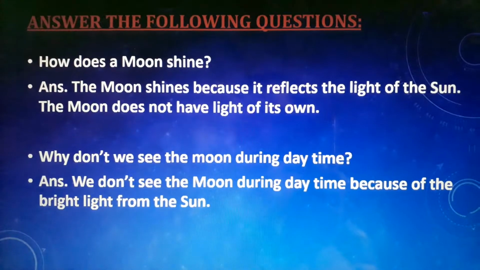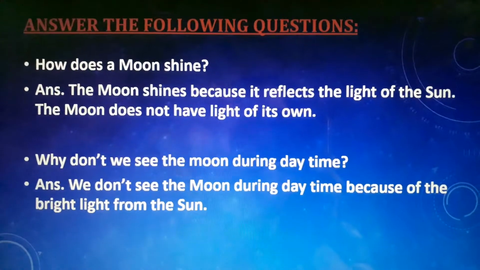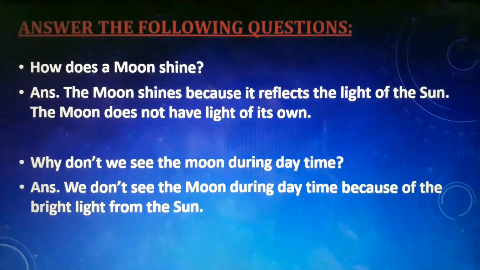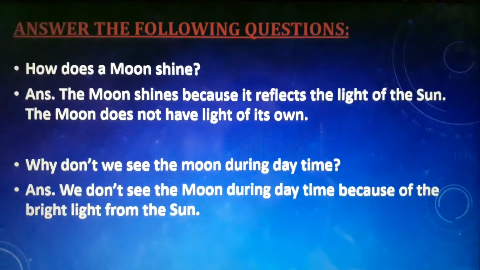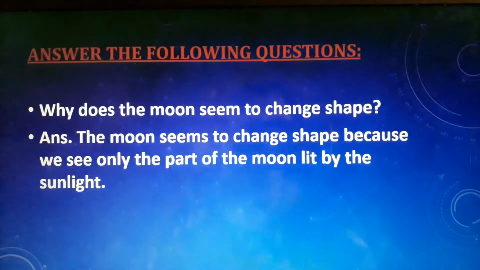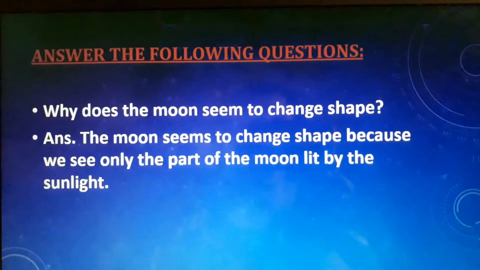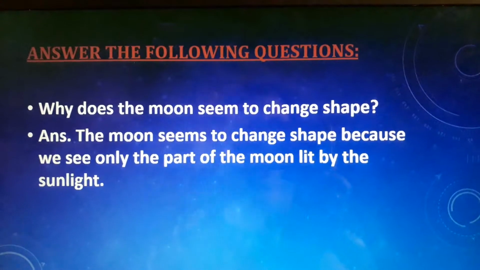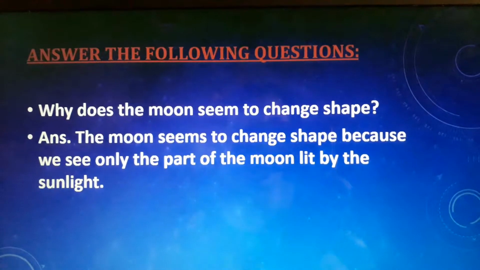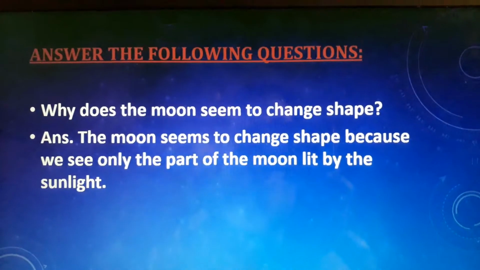Why don't we see the moon during the daytime? We don't see the moon during the daytime because of the bright light from the sun. Why does the moon seem to change shape? Answer: the moon seems to change shape because we see only the part of the moon lit by the sunlight.